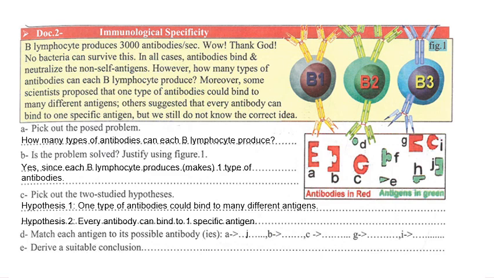Look at antibody B. It can bind to F. C can bind to H. G can bind to E. And I can bind to D. Derive a suitable conclusion. We conclude that each antibody binds to one specific antigen.